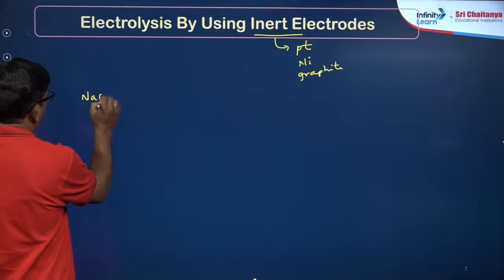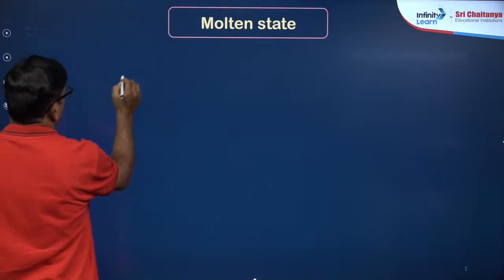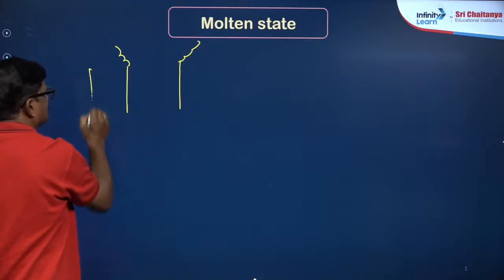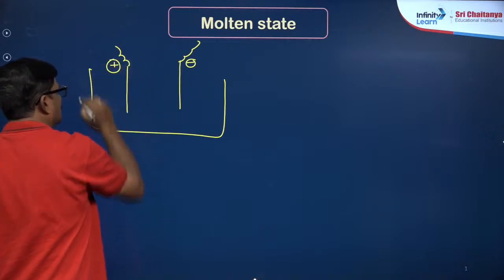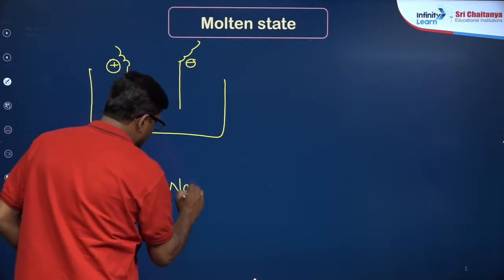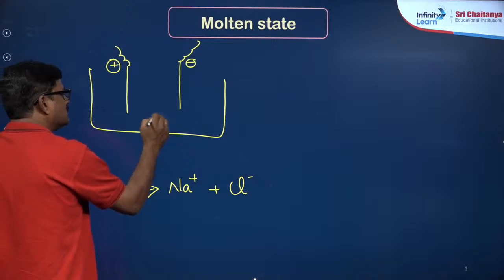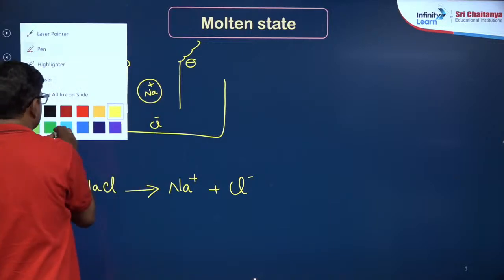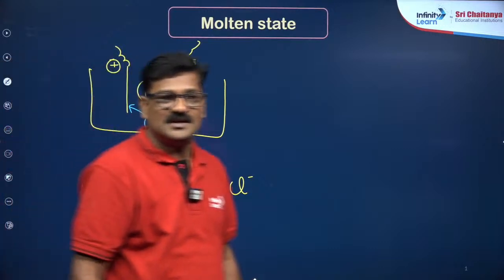Talking about sodium chloride, when it is electrolyzed in the molten state, it gives rise to Na+ and Cl-. So these are the ions, Cl- and Na+. Na+ is a positive ion that is attracted towards the negative electrode. Cl- is a negative ion attracted towards the anode.